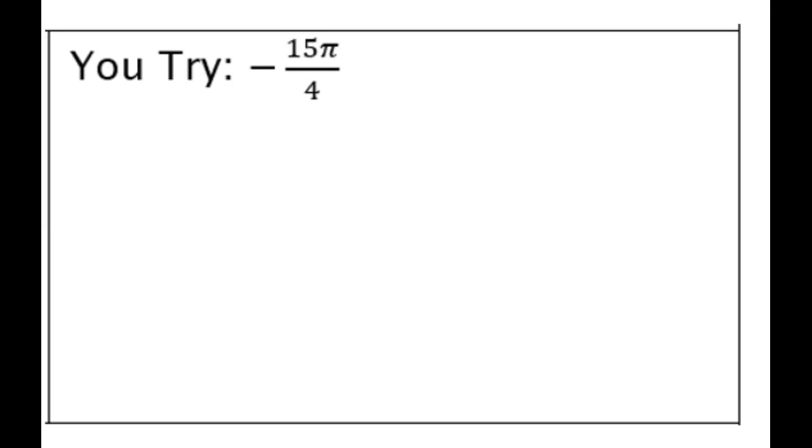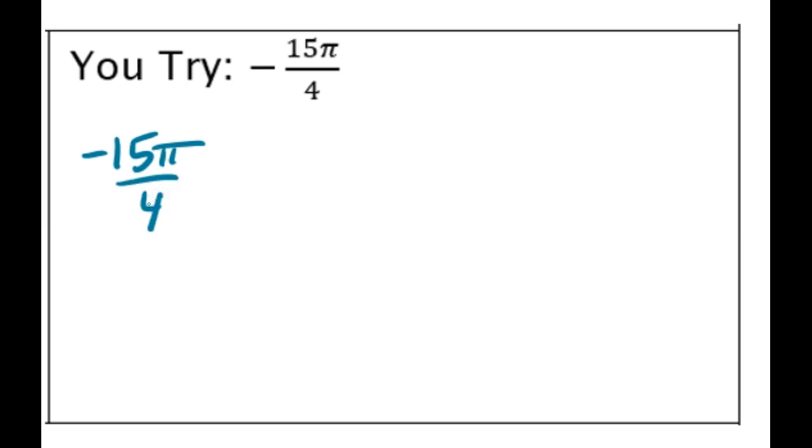And I have to add it as many times as I need to until I get an answer that's between 0 and 2 pi. So really what I'm going to do is just keep adding 2 pi until I come out with a positive answer. So I'm going to start with negative 15 pi over 4.